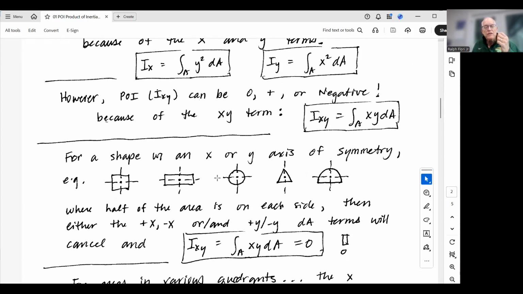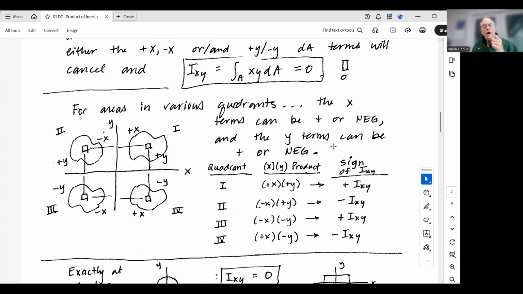For a shape with an X or Y axis of symmetry, in other words, half the area is on one side of the axis and half is on the other, when you add up all the X's and Y's, they cancel one another out. The positive XdAs cancel out the negative XdAs, or the positive YdAs cancel out the negative YdAs. And so for all of these symmetric shapes about a set of centroidal axes, the product of inertia is zero, which simplifies some of our calculations. For example, our product of inertia calculations for IXY.